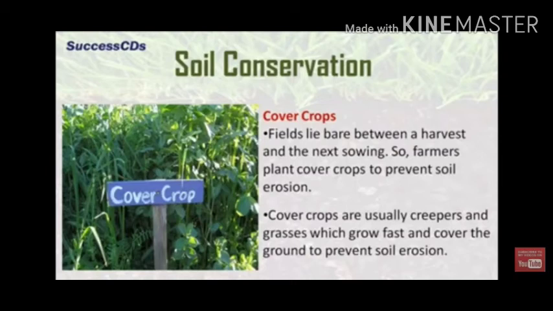By covering crops, fields that lie bare between a harvest and the next sowing. So, farmers plant cover crops to prevent soil erosion. It means covering the bare fields by growing cover crops like grass after harvesting the standing crop and before raising the next crop. Next point, cover crops are usually creepers and grasses which grow faster and cover the ground to prevent what? Yes, soil erosion.